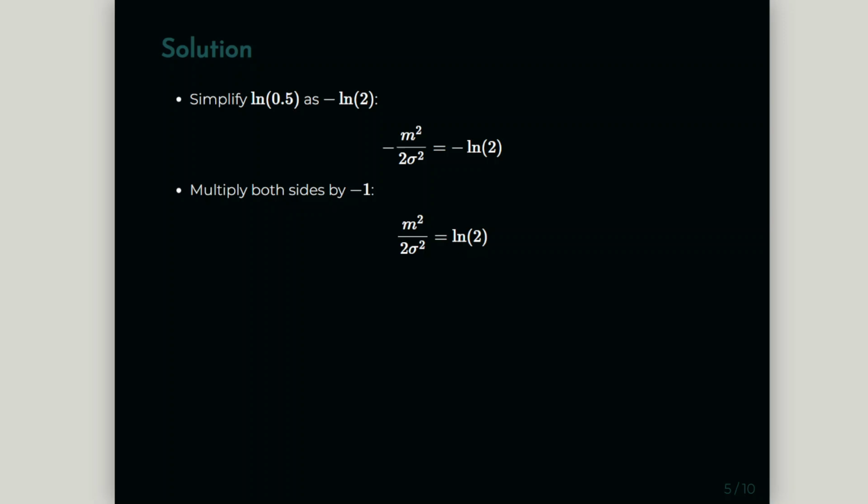Just to make life easy on ourselves, we can re-express the log of 0.5 as minus log of 2. Essentially we have to use all of those logarithm rules that we learn in school, because they will pop up very often in these sorts of questions. So we have minus m squared divided by 2 sigma squared equals minus log of 2. We can multiply both sides by minus 1, which is to say cancel the minus signs: m squared divided by 2 sigma squared equals log of 2.